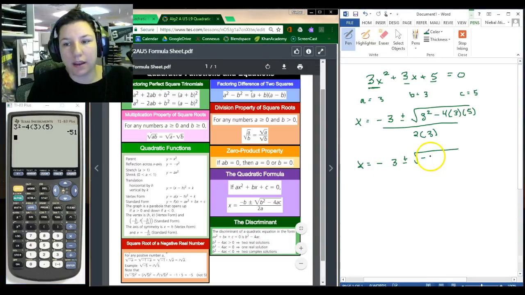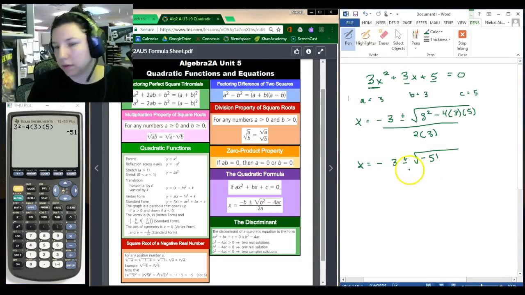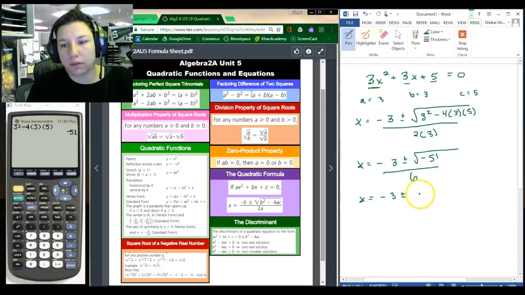So we get a negative 51 over 2 times 3 is 6. We can't take the square root of a negative, but I can rewrite this as the square root of negative 1 times the square root of 51 over 6. And we know that the square root of a negative 1 is equal to i.